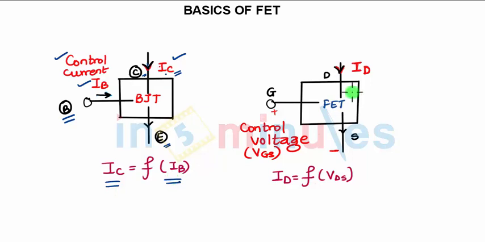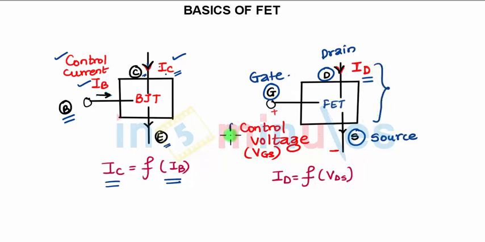Now coming to FET. Here we had 3 terminals in BJT: base, collector and emitter. Similarly here we have 3 terminals: gate, drain and source. Now here your drain current, that is the main constituting current, is depending on the voltage. So we can say that the current is a function of drain to source voltage. The controlling quantity here is voltage, whereas there it was current.